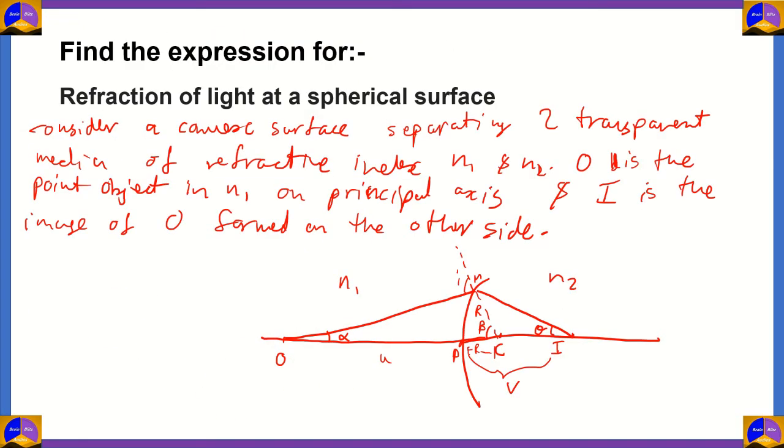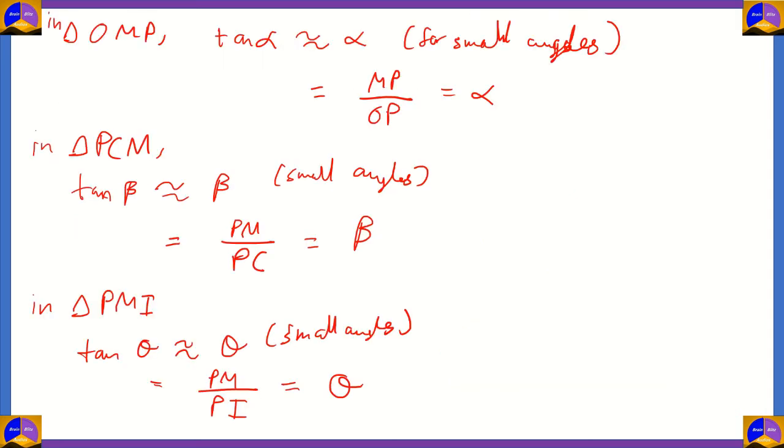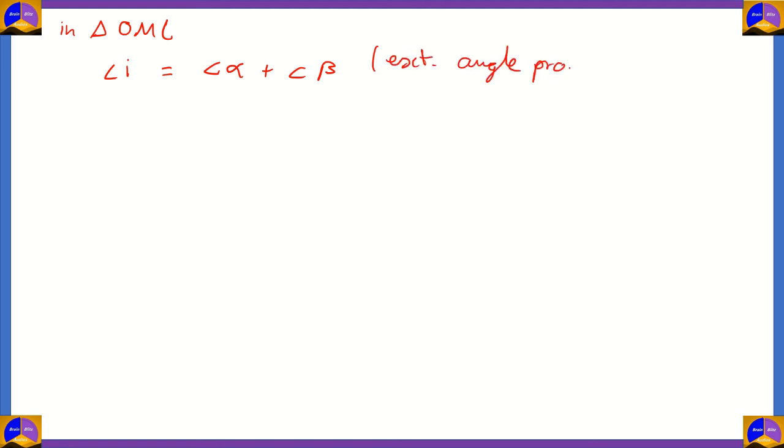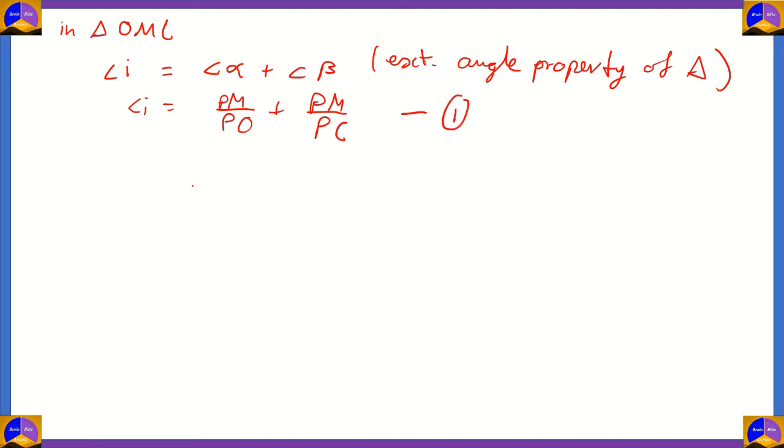Now let's take a different triangle. This triangle is triangle OMC. If we take triangle OMC, the angle of incidence will be equal to angle alpha plus angle beta. This is by using the external angle property of the triangle. So now that we've got angle i equals angle alpha plus angle beta, we can write down angle i as equal to PM by PO plus PM by PC. We consider this as equation number 1.